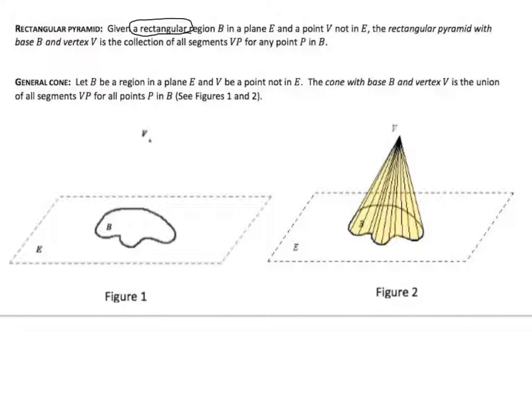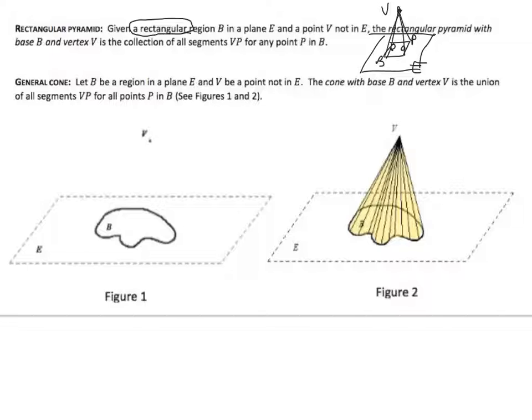It's interesting. Okay, so for a rectangular pyramid, we would have a plane E and a rectangle in E and a point V not in your plane. And I've got all the segments VP. These are all points P in your rectangle B.